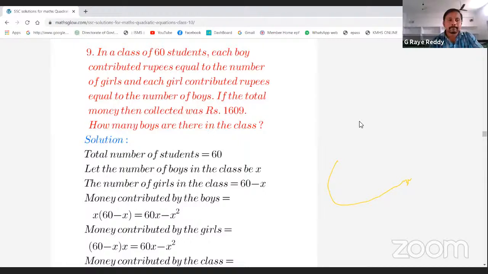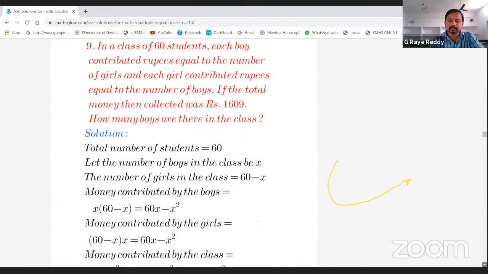Ninth problem: in a class of 60 students, each boy contributed rupees equal to the number of girls and each girl contributed rupees equal to the number of boys. If the total money then collected was 1600, how many boys are there in the class? So it is completed, students. Ninth problem I have explained. So I'm going to move to the 10th problem.